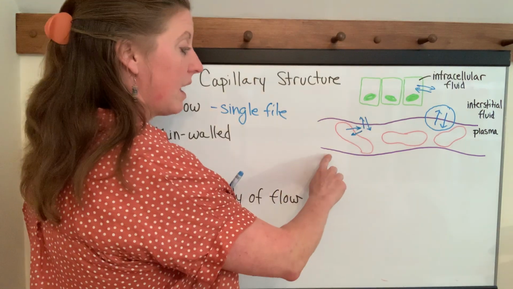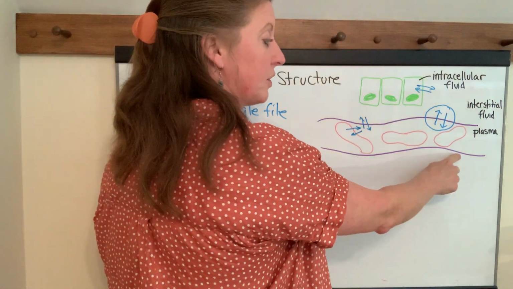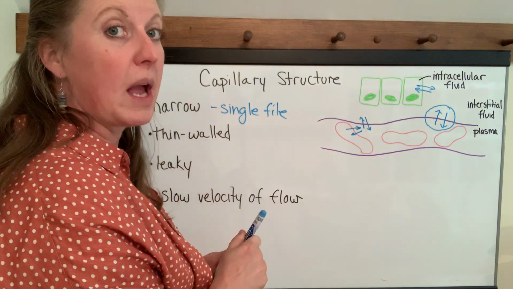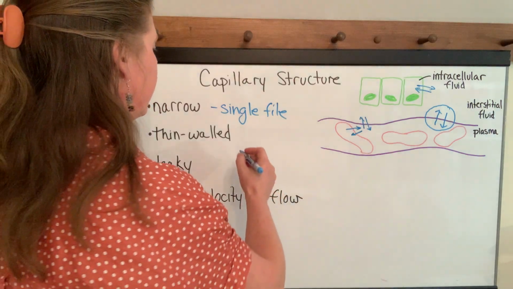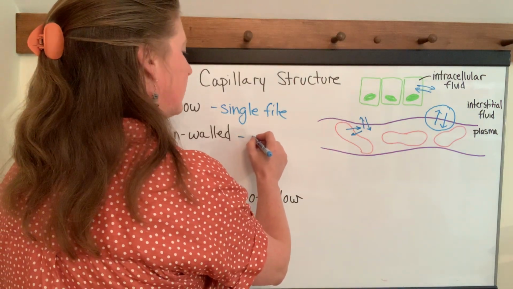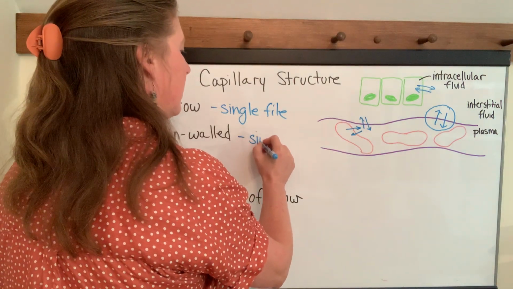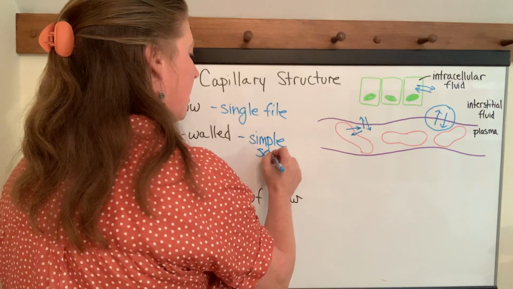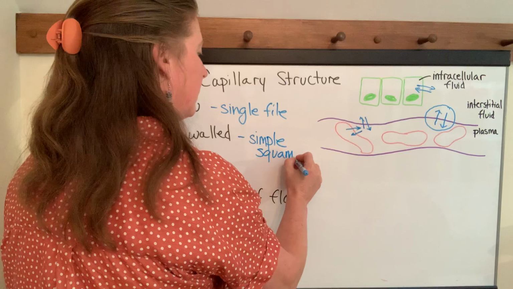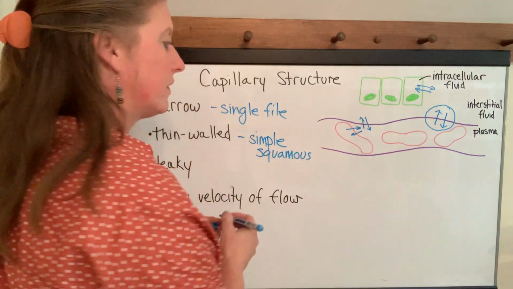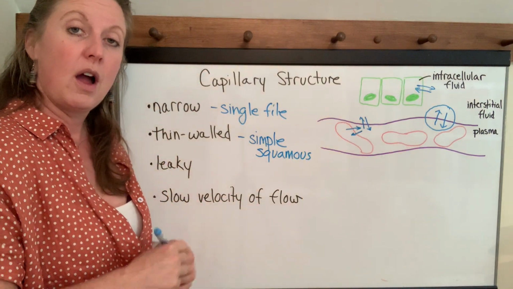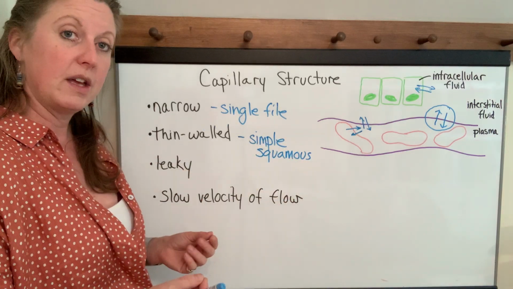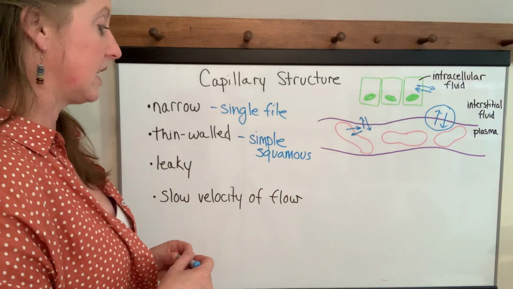So remember that this is made up of endothelium only, and endothelium is just a fancy word for epithelium in the blood vessels. All right, so this is only a single layer, known as simple, of squamous cells. So simple squamous cells are the ones that form a flat sheet, and that's super thin, so that allows for exchange to take place quickly.